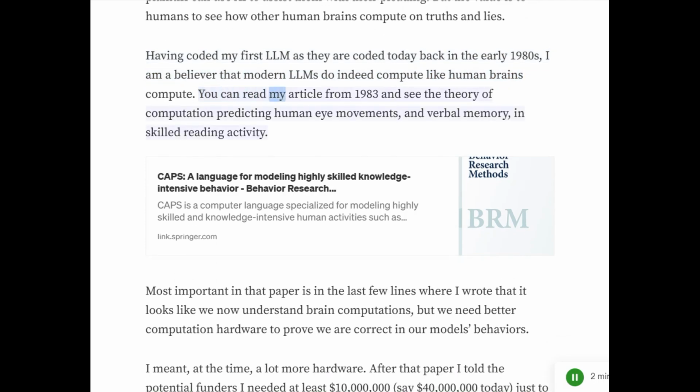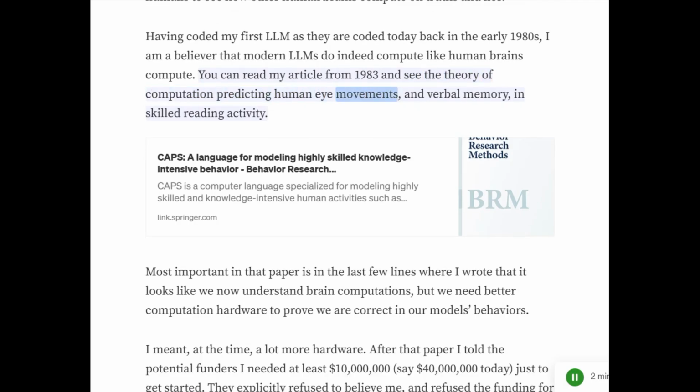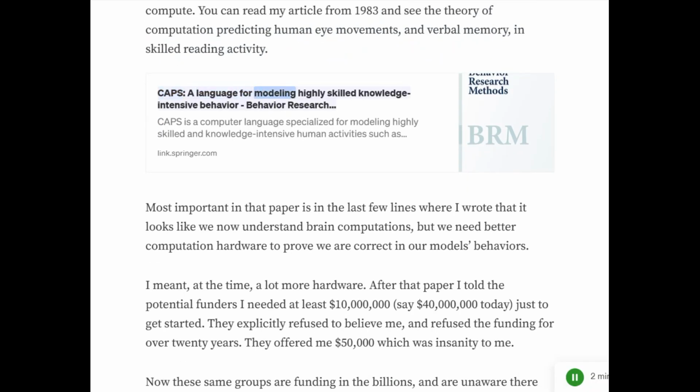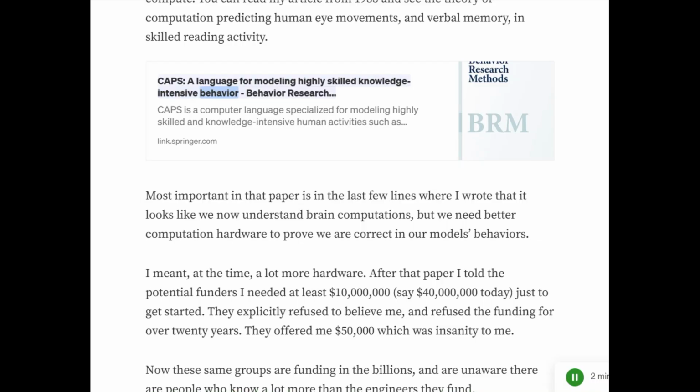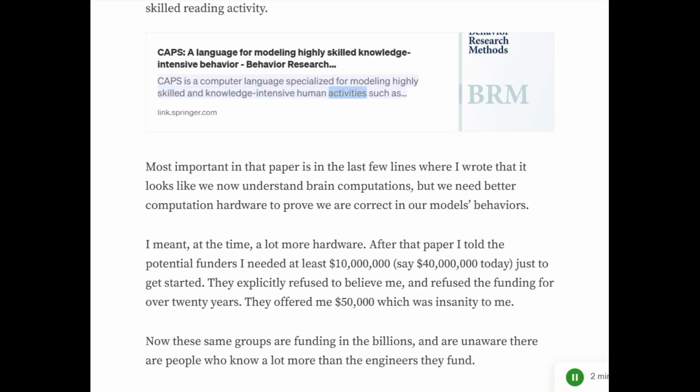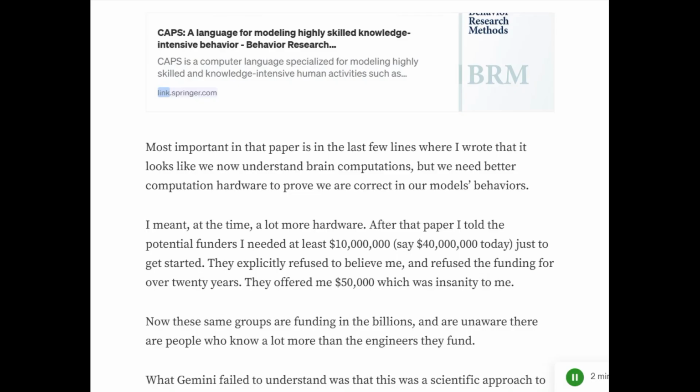You can read my article from 1983 and see the theory of computation predicting human eye movements and verbal memory in skilled reading activity. CAPS, a language for modeling highly skilled knowledge-intensive behavior research. CAPS is a computer language specialized for modeling highly skilled and knowledge-intensive human activities.